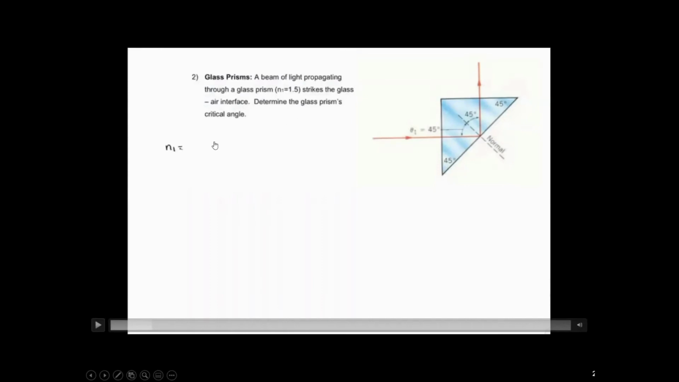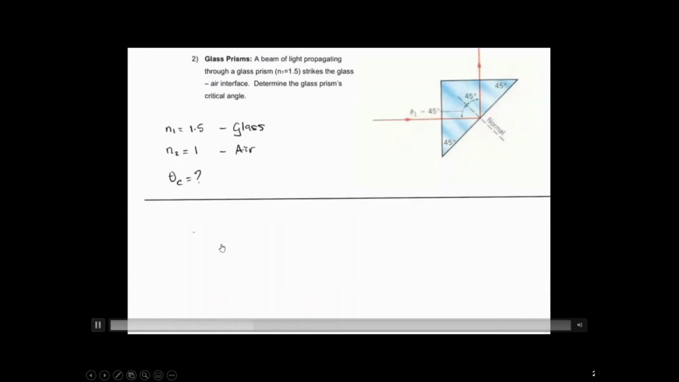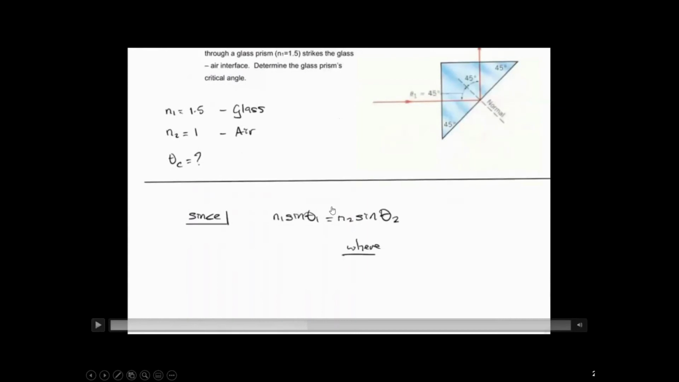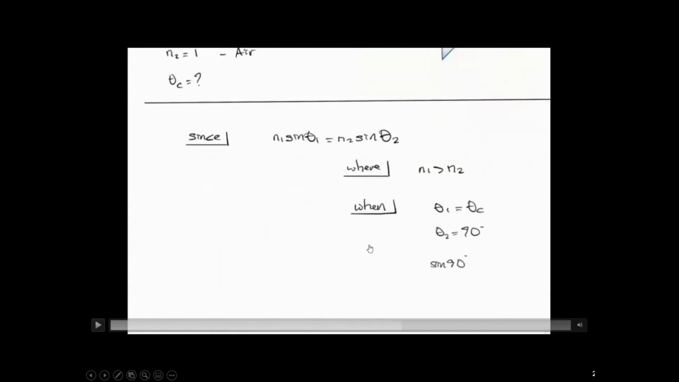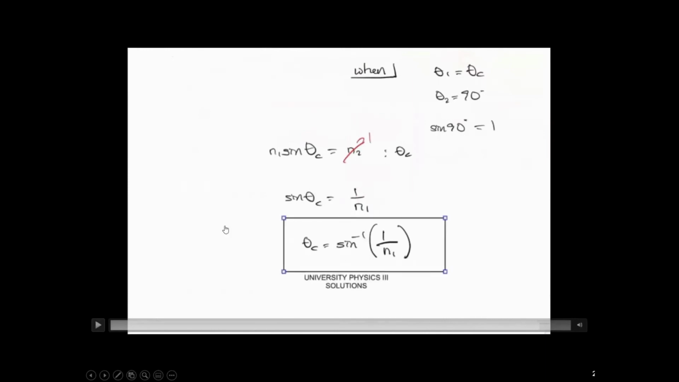All right, so a beam of light is propagating through a glass prism, so the index of refraction is going to be 1.5, so this is what we've got. And n2 is the outside, it's going to be air, so we have glass and air. So what is the critical angle for this one? I'm using this as an excuse to give you the same derivation as I gave you before. n1 in this case is going to be larger than n2. Theta 1 is going to give us the critical angle, that's what we're interested in. Theta 2 is going to be 90 degrees. And then this is the same exact formula that we came up with.